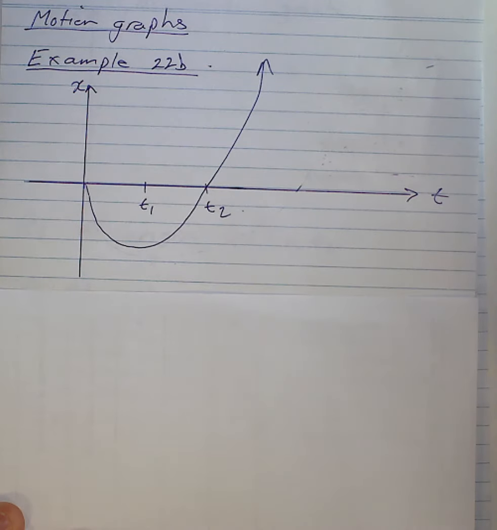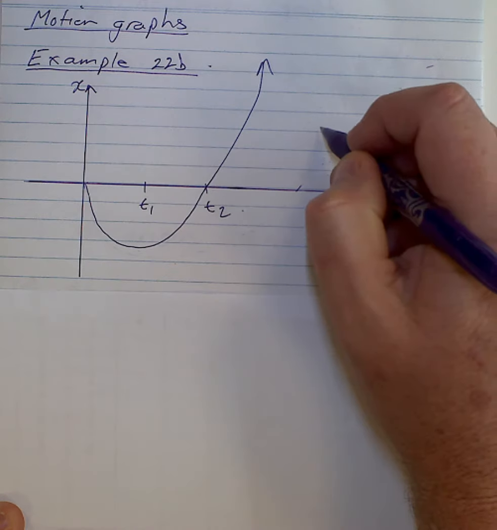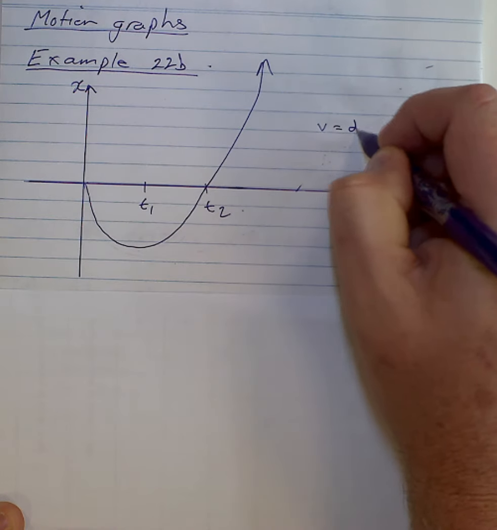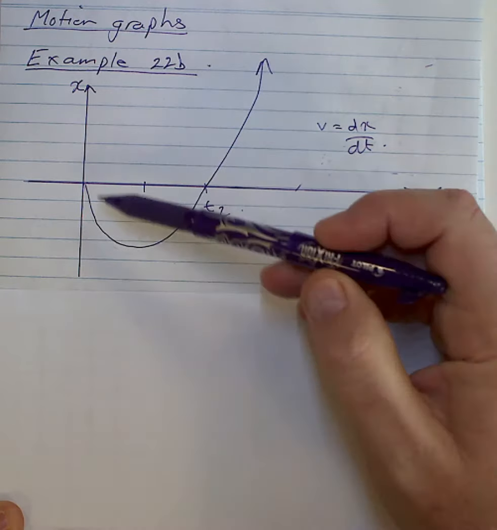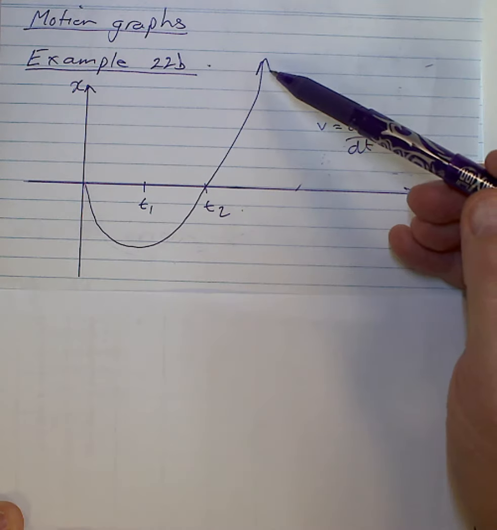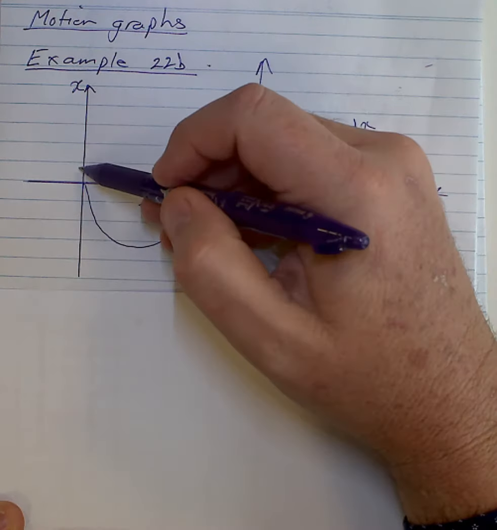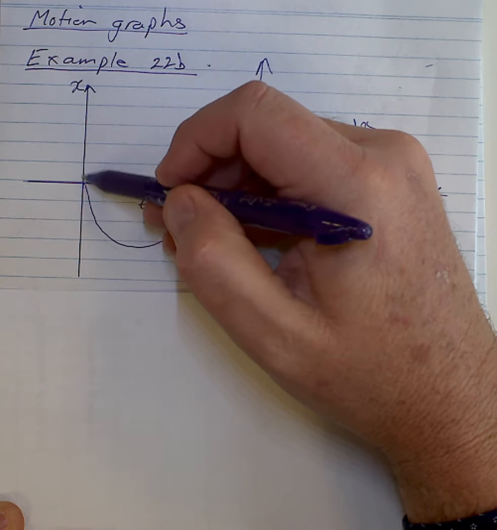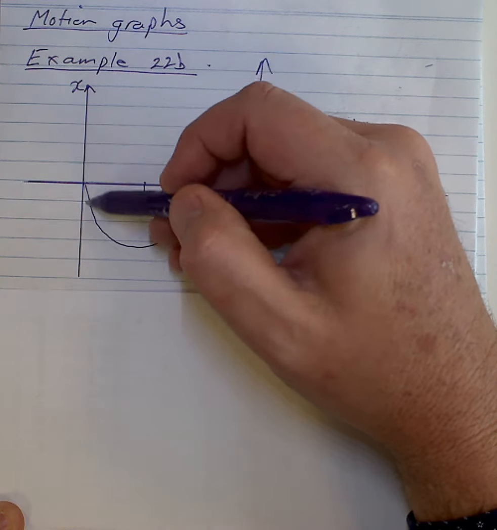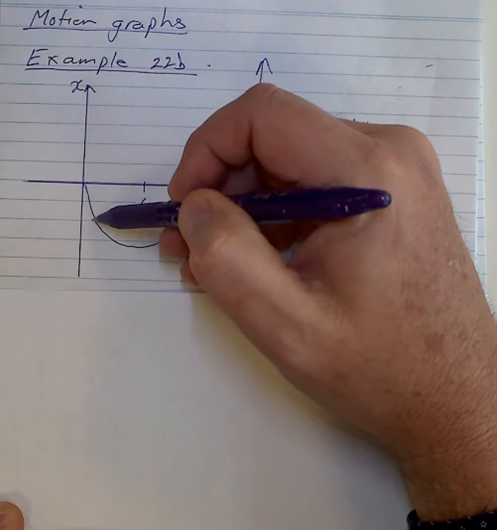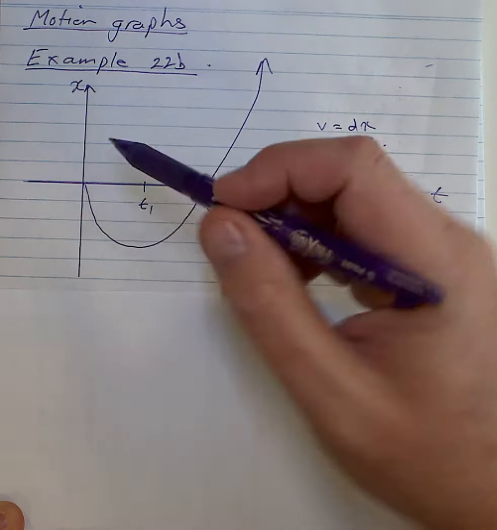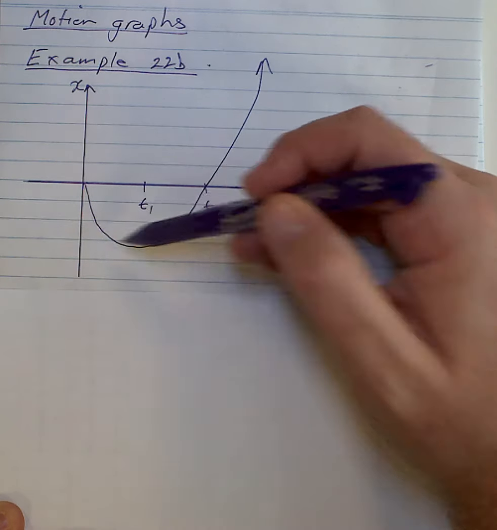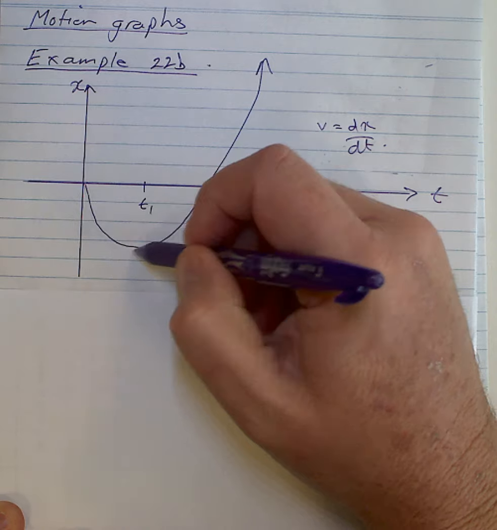We know if we want to draw the velocity that the velocity is equal to dx/dt. So that's the first derivative or the gradient of this graph. Here, the gradient is a large negative number. We don't know what it is, but the gradient of the curve there is going to be negative. And as we come down the curve, it's going to get less and less in the negative direction until we get a zero across here.